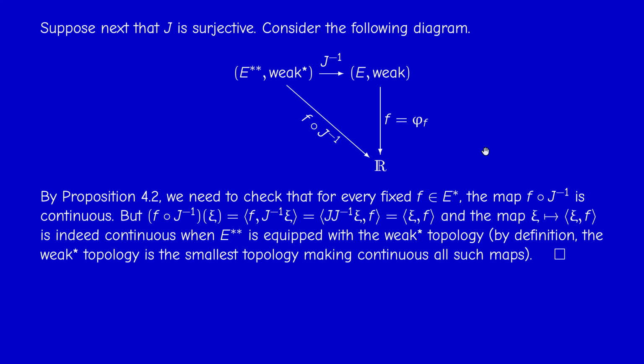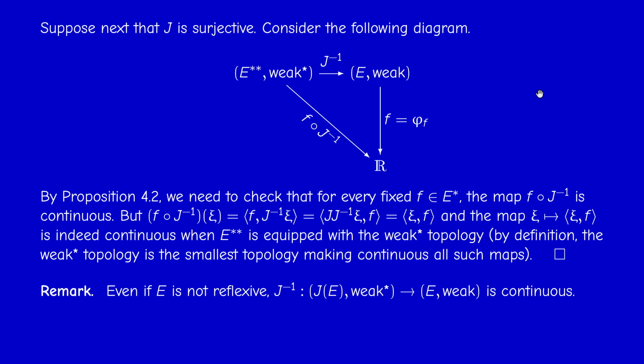And again, this is trivial, because phi f of J minus 1 of xi is f evaluated at J minus 1 of xi. But by definition, this is J of J minus 1 of xi, the definition of J. This is J of J minus 1 of xi evaluated at f. And this is just xi of f. And the map that to each xi associates its value at f is continuous when E double star is equipped with the weak star topology, because this is the definition of the weak star topology. The weak star topology is the smallest topology making continuous all these maps. So these maps are continuous. And that's it. So this proves that J is a homeomorphism.